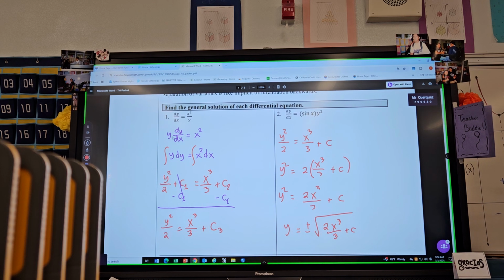Any question on number 1? Yes? Why is it plus or minus square root? You're taking square root. Oh, you take the positive and negative, okay? It is a square root. Because if we graph that one, we're gonna consider the top.